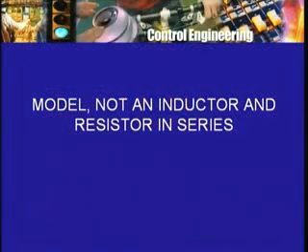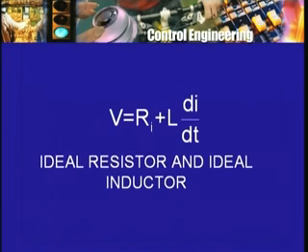But once again, we have to remember that this is the model. Nobody has actually connected a so-called ideal resistor and an ideal inductor in series to make a practical inductor. The practical inductor is wire wound around a coil. And how good this approximation, V equal to Ri plus L dI/dt, is will depend on how you are using this inductor.